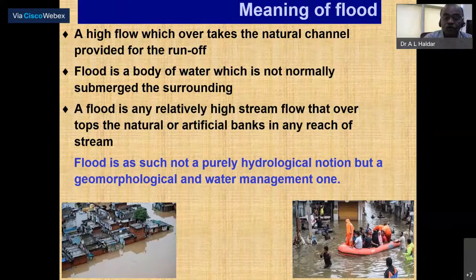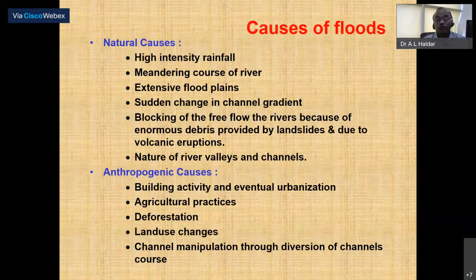You know that flood is not a purely physical notion, but a geomorphological and water management one. For this, you should know the high intensity rainfall, the major cause, and the meandering process of rivers. What Dr. Unnikrishnan was telling is meandering. Especially in eastern UP, all the rivers, maximum rivers, are meandering, and in that process it is taking place.